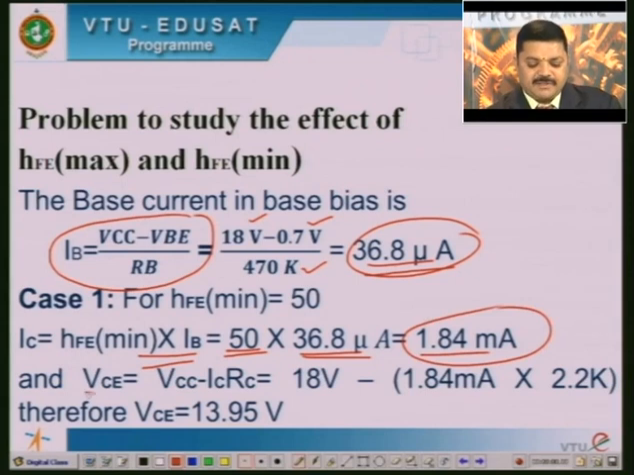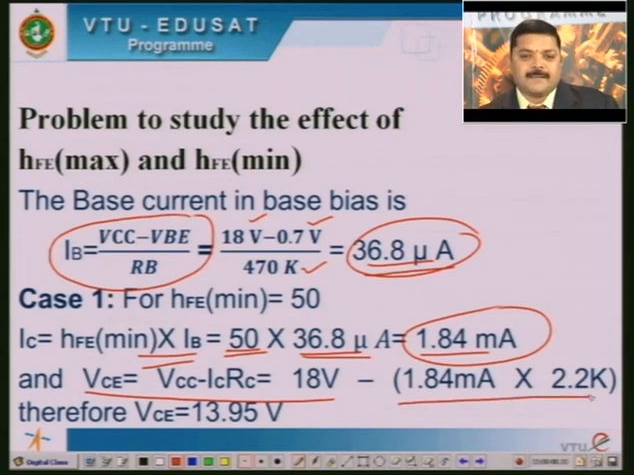Similarly, VCE is given by VCC minus IC into RC, which is 18 volts minus 1.84 milliamps into 2.2 kilo ohms. Therefore, VCE is found to be 13.95 volts. So, for case 1, with HFE taken as the minimum value of 50, IC is 1.84 milliamps and VCE is 13.95 volts.